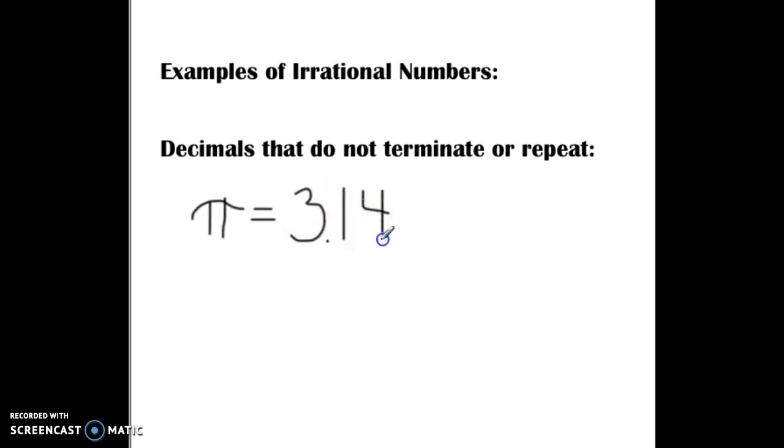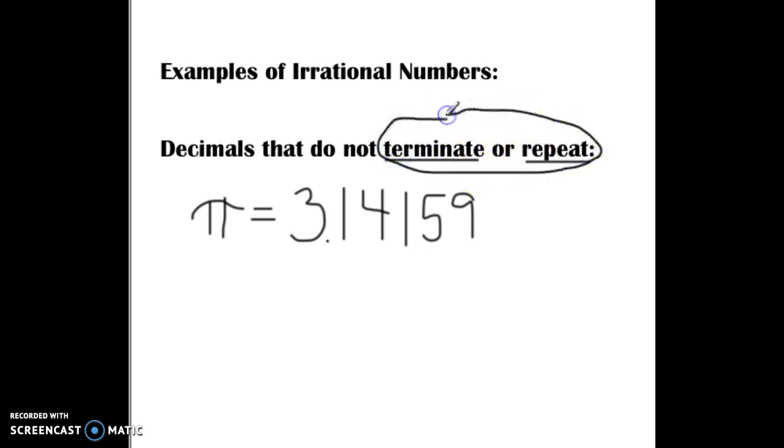It starts out 3.14159. And I bet there's people in our class that can keep saying more and more digits of it. But it never, ever ends. And it never, ever repeats. So if you're looking for an irrational number, they do not end, they do not repeat. It has to be both of these. If it does both of these things, it is irrational. Do not end, do not repeat.